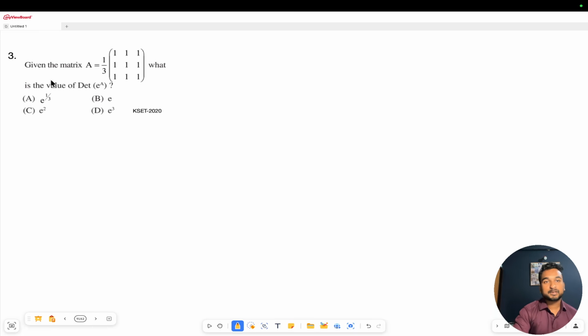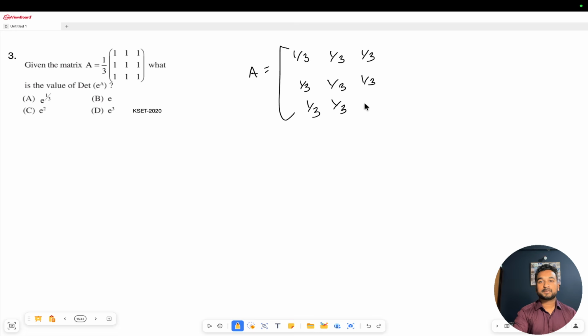What is the next question? Given the matrix A equals 1 by 3 into this. We can write this matrix like this also: 1 by 3, 1 by 3, 1 by 3, 1 by 3, 1 by 3, 1 by 3, 1 by 3, 1 by 3 and 1 by 3. What is the determinant of e to the power A?